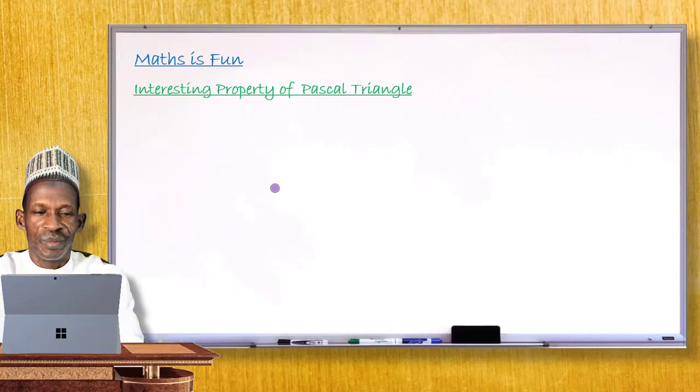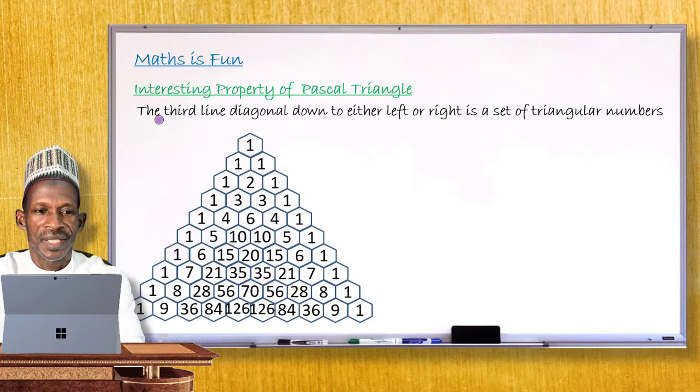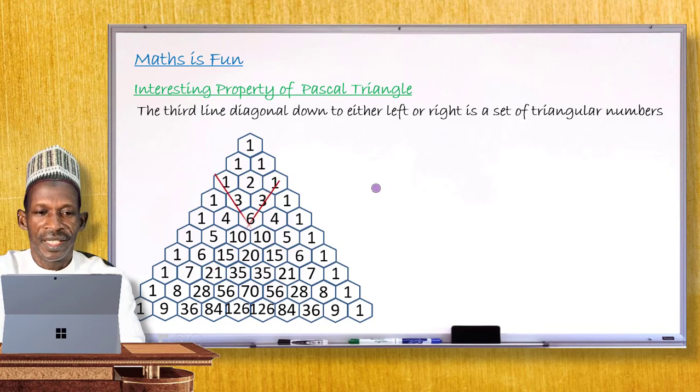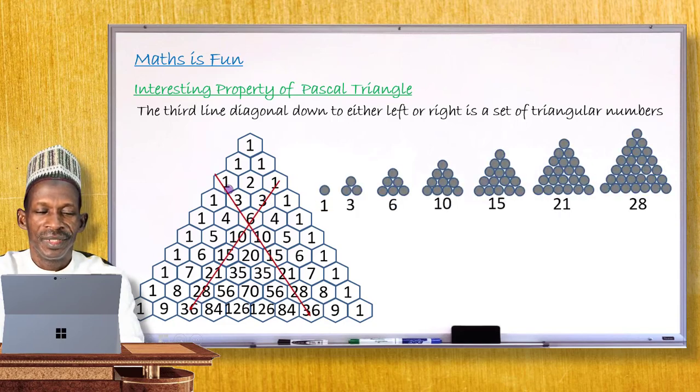The interesting property of the Pascal triangle number 5 says the third line diagonally down to either left or right contains the triangular numbers. Let's see, this is the third diagonal down, and this is another third diagonal down. So these are the two lines diagonally down. It contains the numbers 1, 3, 6, 10, 15, 21, and 28.